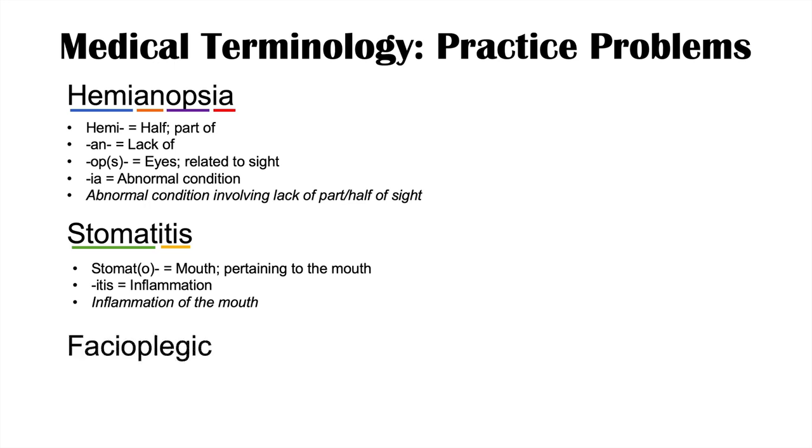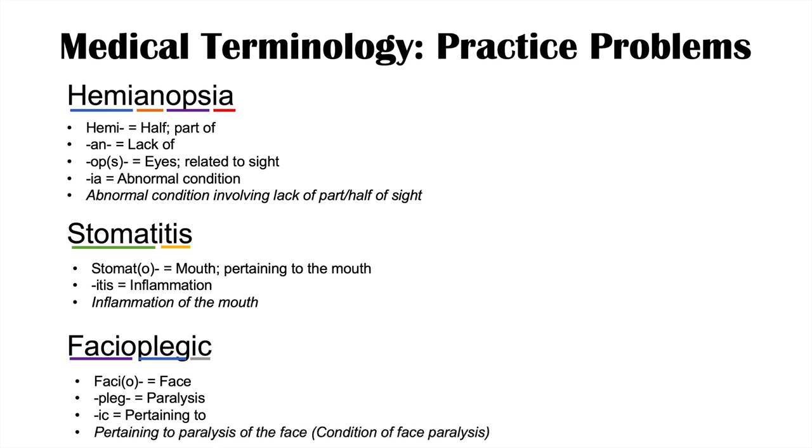The next medical terminology problem is fascioplegic. If we break it down, the prefix fascio means face. Plege means paralysis, and the suffix ic means pertaining to. So fascioplegic means pertaining to paralysis of the face, or it's a condition of face paralysis. So that's what fascioplegic means.